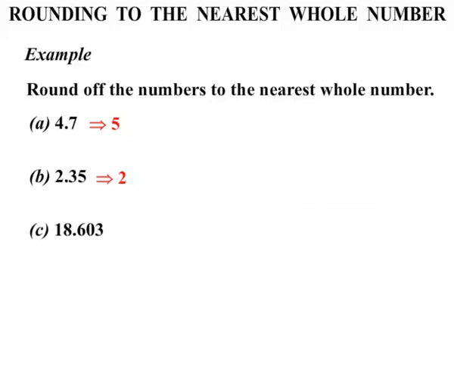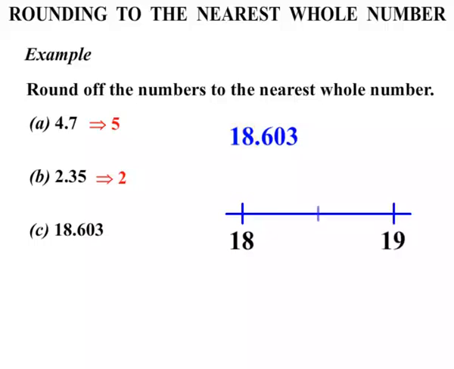Next one, 18.603. Well, we've got 18 and we've got a little bit more. So our number line will start off with 18. The next number after 18 is 19. What's in the middle of 18 and 19? 18 and a half, 18.5. So this time though, 18.603, it's got 3 decimal places, hasn't it? So we might think of 18.5 as 18.500. It might be a little bit easier to think of it that way. So where are we going to move the 18.603? Where do you think? Did you say about there?